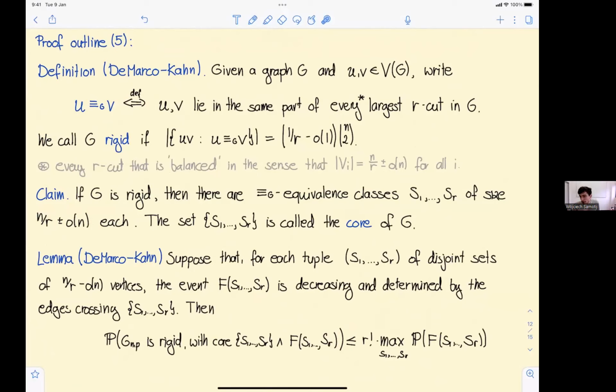We believe this is the constant, but DeMarco and Kahn conjectured a different constant. Unfortunately, their constant was lower than ours, so we cannot even disprove their conjecture, because if they conjectured a threshold which is above ours, we would disprove it. So morally, their guess, I guess, was wrong, but we cannot prove it.